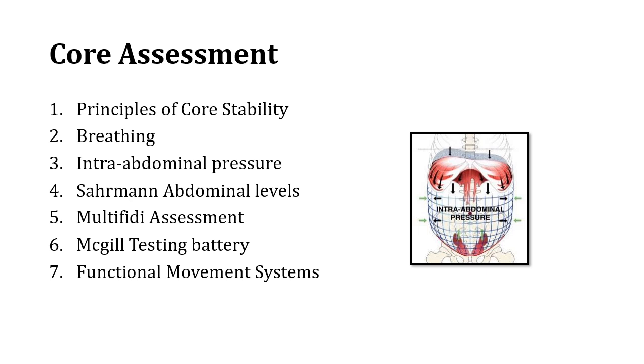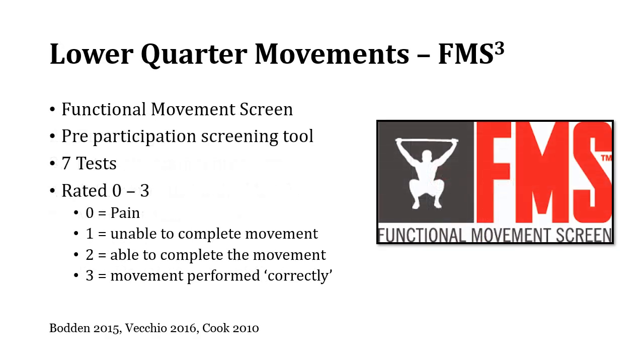Okay, once the patient has been able to demonstrate sufficient endurance with the test battery, then you can look at segmental dynamics stability with the functional movement systems. So the functional movement screen is a pre-participation screening tool that utilizes 7 tests that can be scored from 0 to 3, where 0 being painful movements, whereas 1 through 3 showing sufficient competency of movement, with 3 being the highest score. The goal is 2 or above.